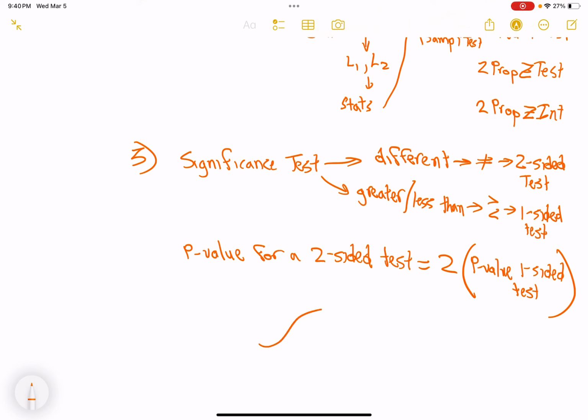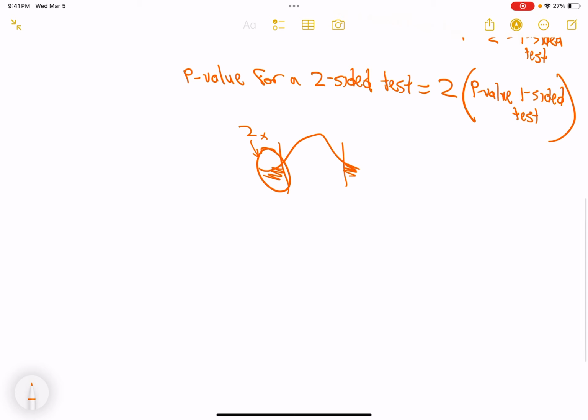So if we imagine a graph of the data and we are looking at a sampling distribution based off of that data, and we run a two-sided test looking for both extremes, that's just equal to 2 times one of those sides, which would be 2 times the one-sided version of that test. And that may indeed come into play in some of your questions.